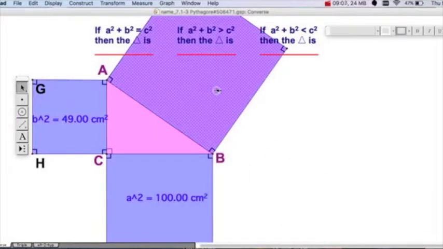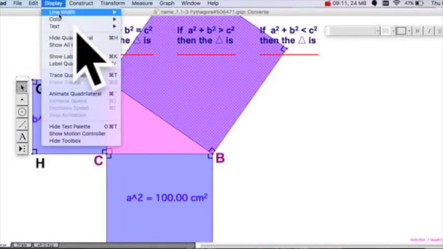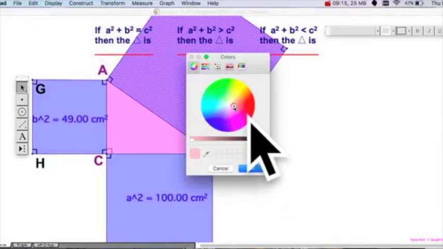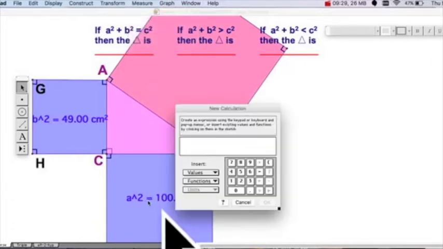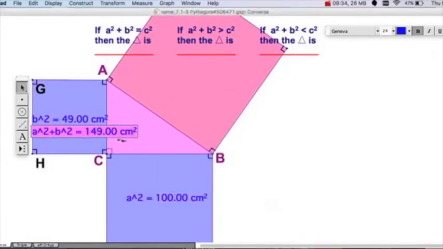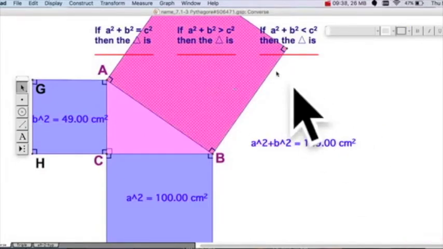But now, watch this. I'm going to change that color. Why? Because it's fun. I always use the text palette here so I can get softer colors. You make them dark and you can't see anything. It's just not fun. I forgot to add these 2 together. Clearly it's going to be 149, but let's stick with the program. Calculate. A squared plus b squared. 149. There it is.